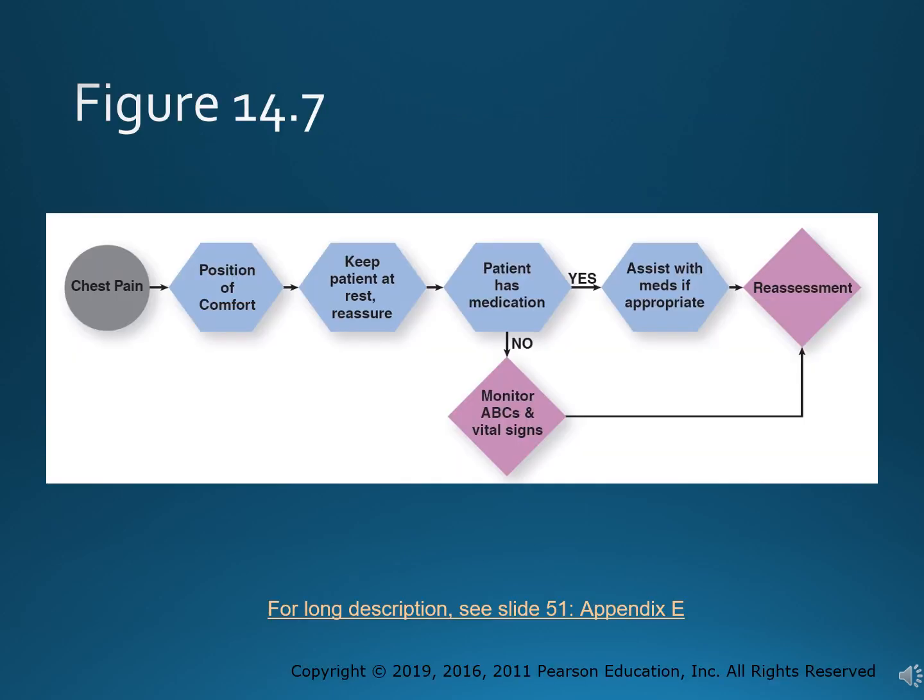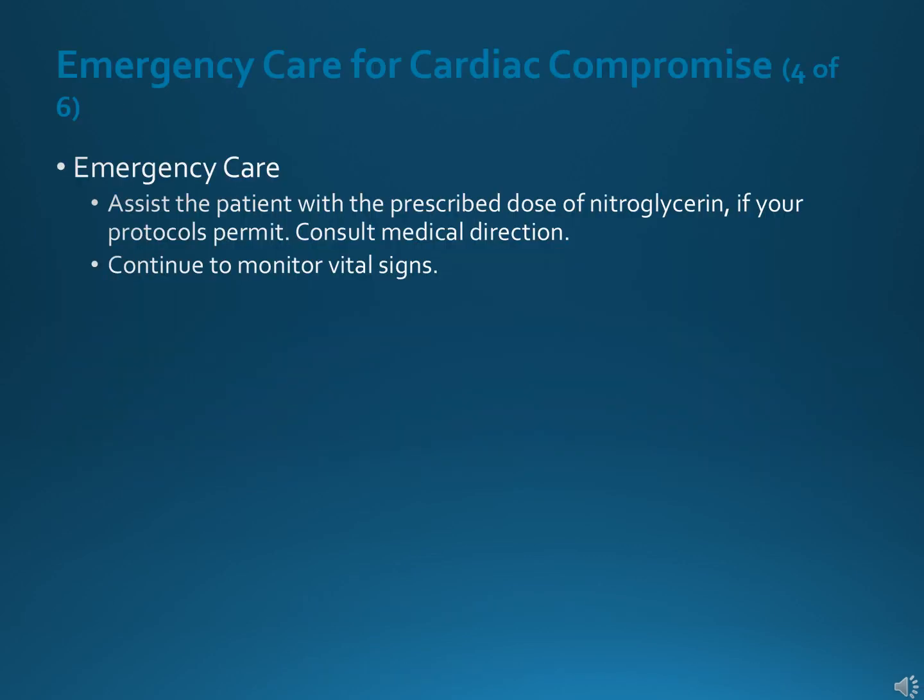In this figure, it is showing an algorithm for assessment of patients with chest pain. So if you have a patient that complains of chest pain, you're going to put them in the position of comfort, keep the patient at rest, and reassure them. If the patient has any medications, then you're going to assist with the medications if appropriate, and then reassess. If they don't have any medications, you're going to monitor their ABCs and vital signs. Next, you're going to assist the patient with prescribed dose of nitroglycerin if your protocols permit doing so, or consult your medical direction, and then continue to monitor their vital signs.